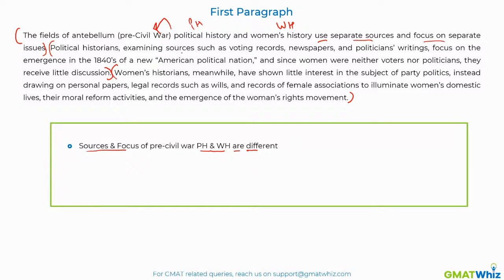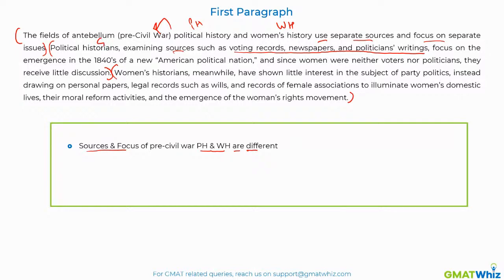Because the word sources was written here, my mind automatically goes to the previous sentence and connects. Okay, so here the author is going to tell us what the different sources are, maybe. Okay, voting records, newspapers, politicians' writings. And when I'm reading this, in my mind, I'm clubbing them as a particular type of source, a very public type of source. So political historians source from these public docs, and political historians are my subject here.